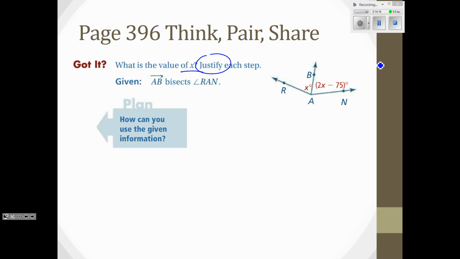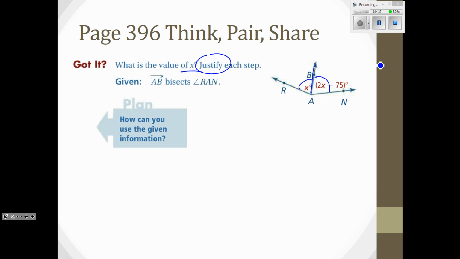Okay, so in a problem like this, we are told to assume that the ray AB bisects angle RAN. Okay? So if we're assuming that this line bisects those two angles, what can I assume about those two angles? They are the same, right? That this side is congruent to this side. Okay? Hopefully you remember angle markings too, right? One little circle means they're the same.